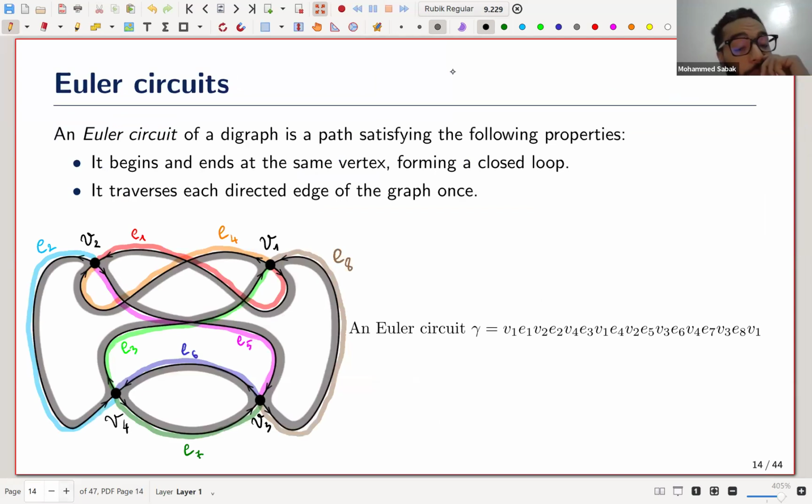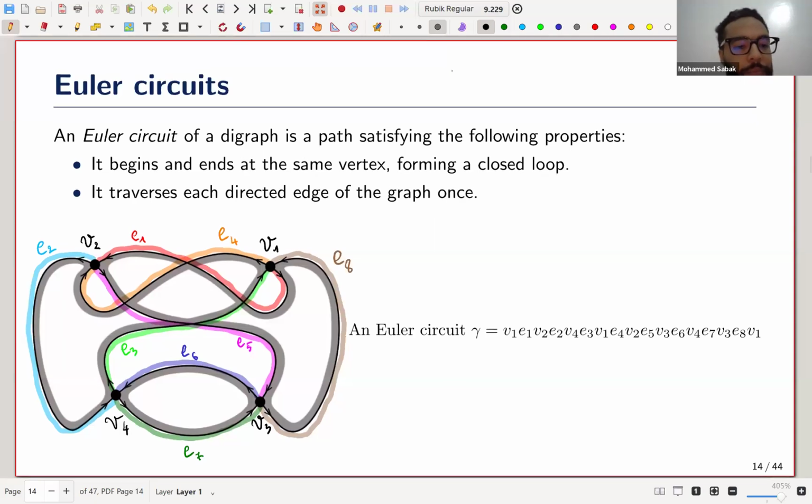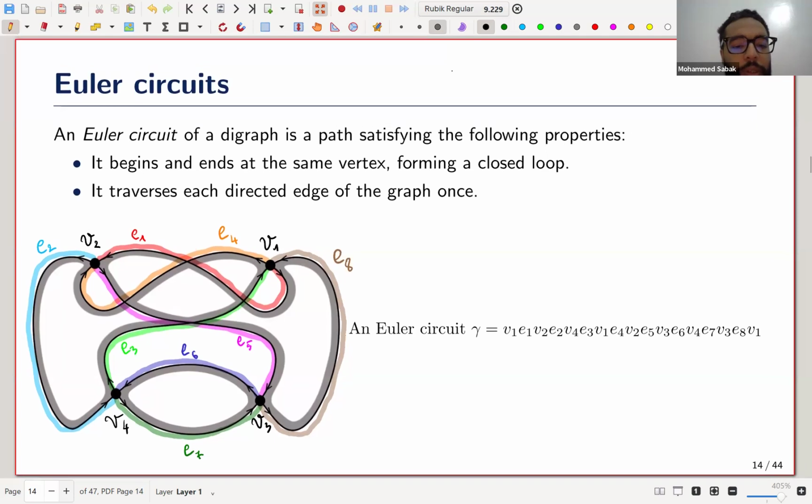Okay, so now we will define Euler circuits. An Euler circuit of a digraph is a path that satisfies the following. First, it begins and ends at the same vertex, which means that it is a closed loop. Then it must traverse each directed edge of the graph exactly once. So here I highlighted the Euler circuit.